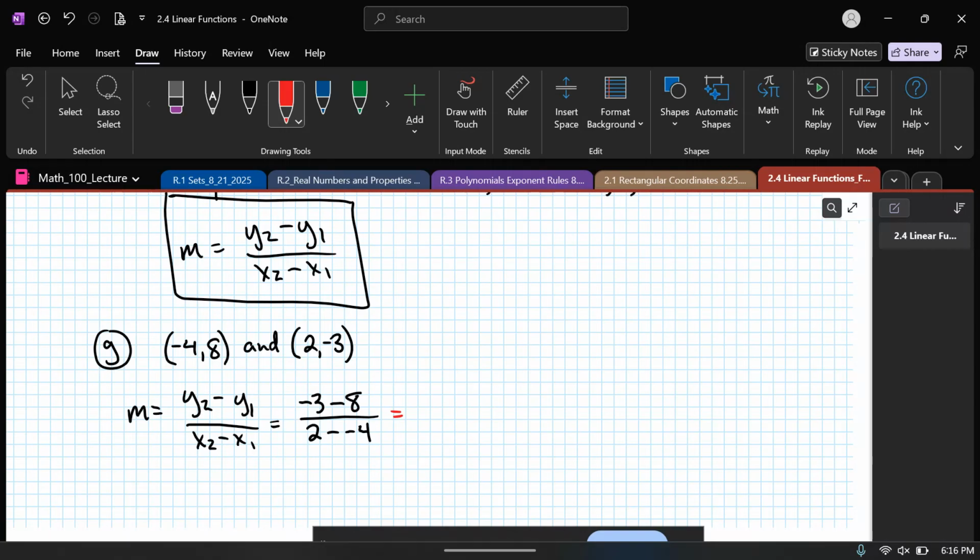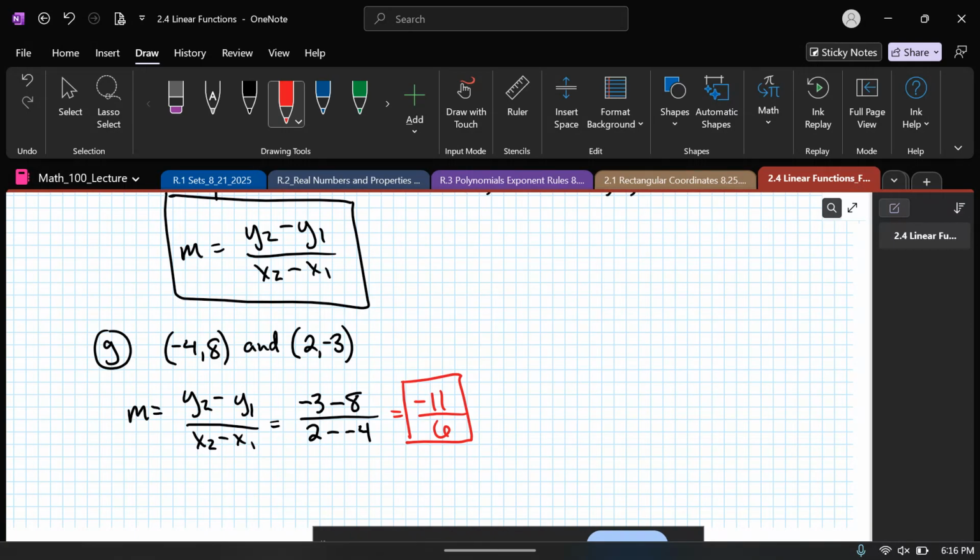So -3 minus 8 is -11. What is 2 minus -4? 6. Then you try to reduce that fraction if it will. Well, 11 and 6, they don't go evenly, right? Is there anything that goes into 11 that goes into 6? No. So that is my slope.